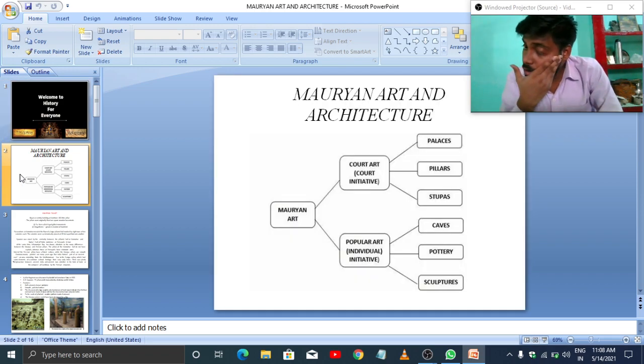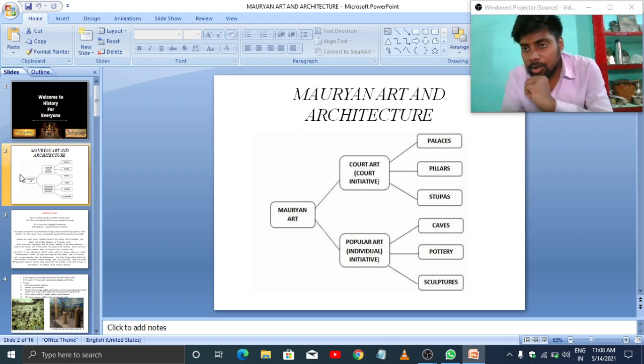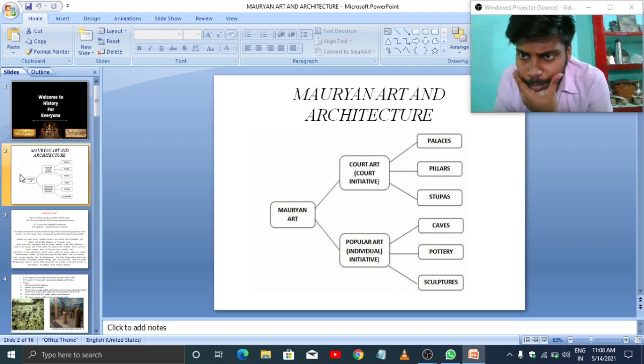So Ananda Coomaraswamy has basically bifurcated Mauryan art into two parts: court art and popular art. The court art, as the name suggests, was court initiatives, and popular art, as the name suggests, was individual initiatives. So court art was patronized by the kings and their families, and popular art was patronized by individuals. Under court art, we have palaces, pillars, and stupas, though stupas come under popular art as well. Anyway, under popular art, we have caves, pottery, and sculptures.